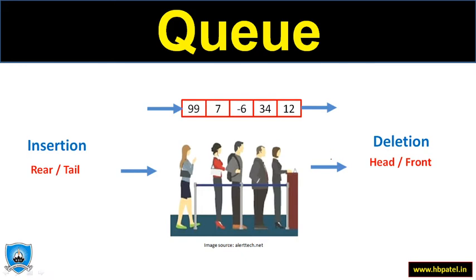So there are basically two ends. The person who gets served will go out from this end, and the person who comes new will be added into the queue from this end. So we have a front end and a rear end. Insertion is normally done from the rear end, and deletion, meaning the removal of the item, is done from the front end. So this is the simple concept. It is a two-ended data structure.